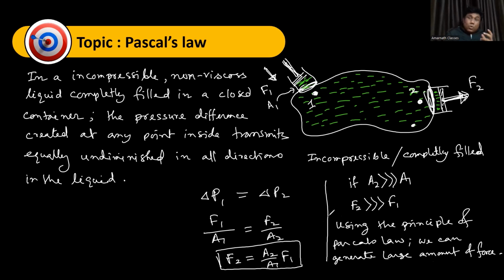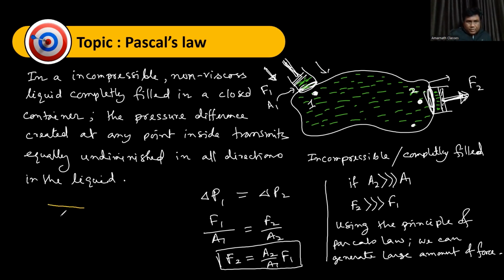But remember, the work done by me on the first piston and the work received in the second piston are the same. Force is large, but work done is the same. Otherwise it would be a violation of energy. It is not that we have produced some energy. Even I can prove it.